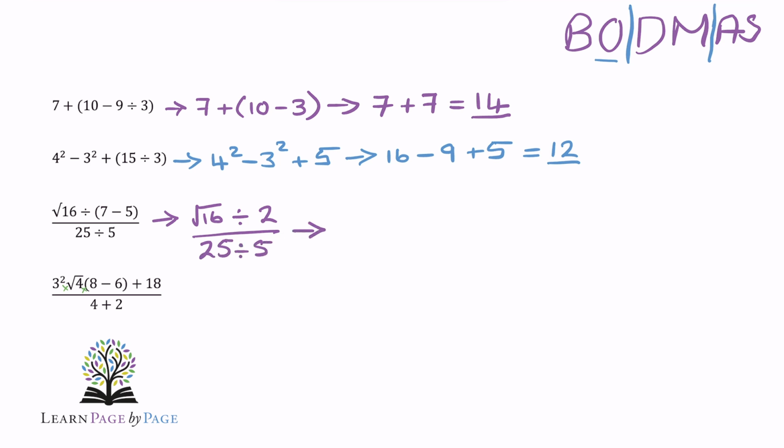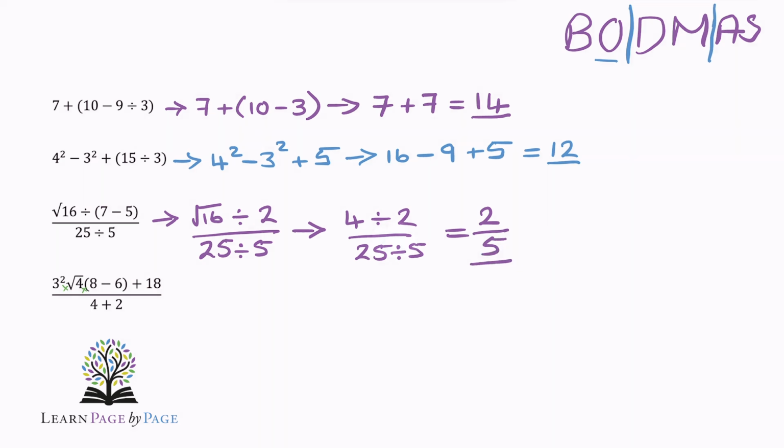Now we're going to do the square root of 16, which is 4, because 4 times 4 is 16, divided by 2, all over 25 divided by 5. And that will equal 4 divided by 2 is 2, and 25 divided by 5, that's 5. There's your final answer. Now let's tackle this last one.